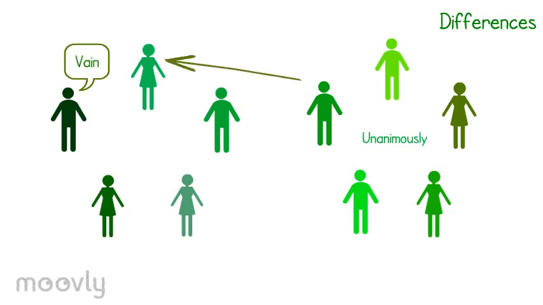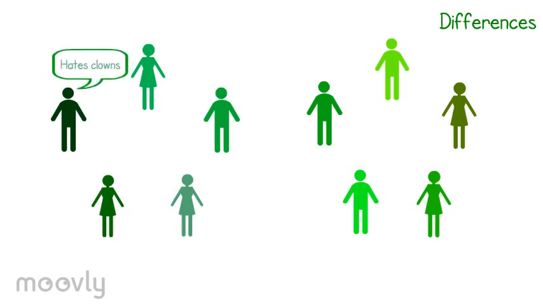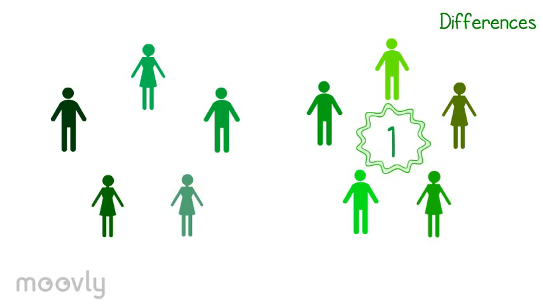In this case, their guess is incorrect and they don't receive a point. The next characteristic is hates clowns. The group discusses and unanimously comes to a decision. This time they guessed correctly and they receive 1 point. Continue guessing until all unique characteristics have been named. In this case, the group correctly guessed 4 times, so they receive 4 points.